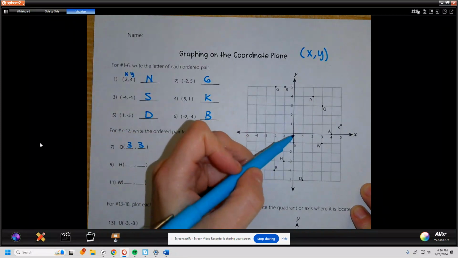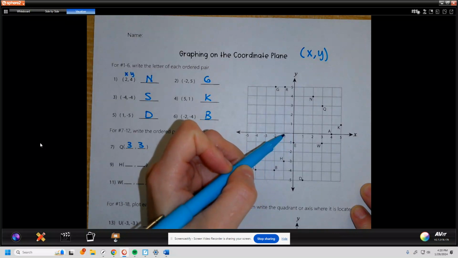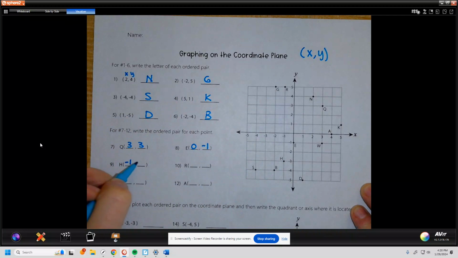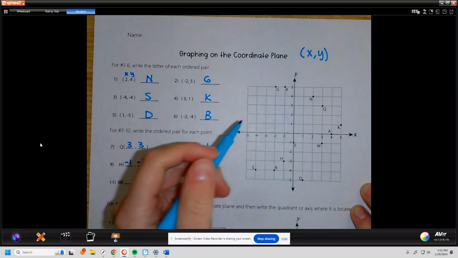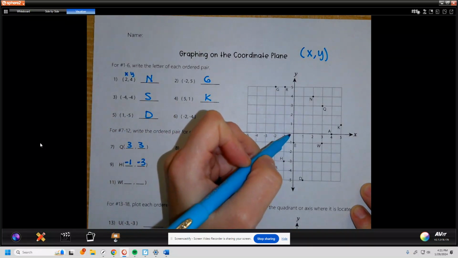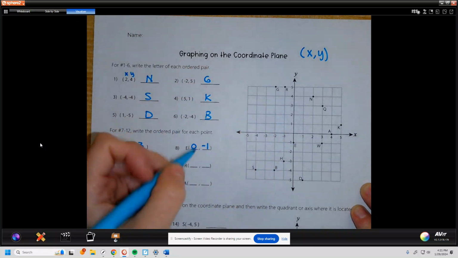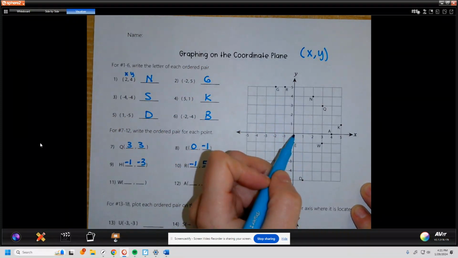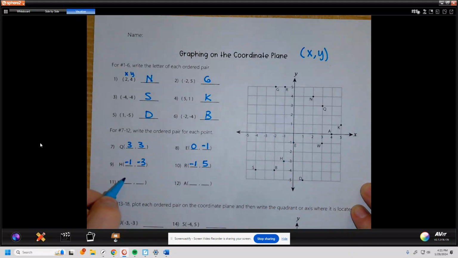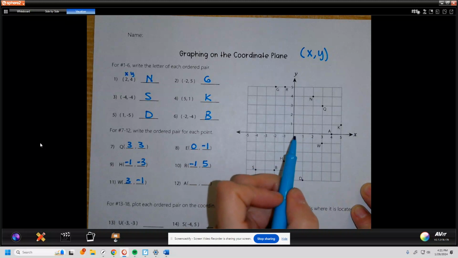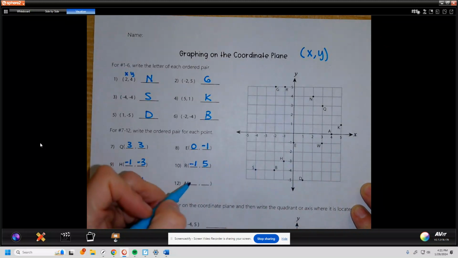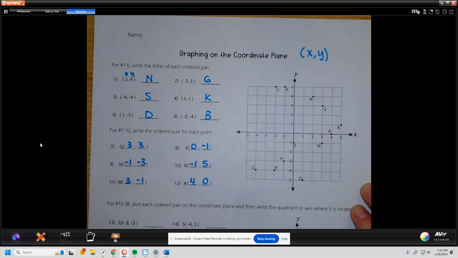All right, H. It looks like they went to the left to -1 and then down to -3. -1, -3. R, they went to -1 and then up to 5. W, they went over 3, down 1, so 3, -1. And A, they went over 4 and then they stayed there. They didn't go up, they didn't go down. So 4, 0.